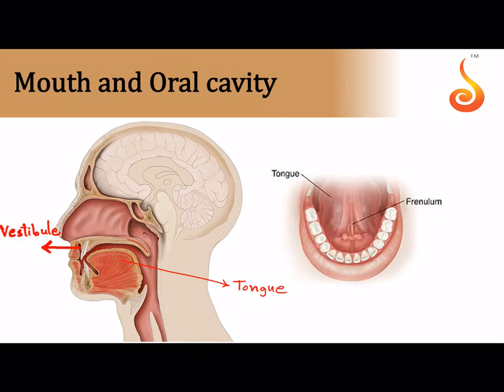In the front, the roof of your mouth is very hard. It is referred to as the hard palate because it is bony in nature. Posteriorly, at the back of your mouth, the palate becomes soft. It is referred to as the soft palate. If you open your mouth and look into it, you can see a small worm-like body which hangs down from the soft palate at the back of your mouth, and this is referred to as the uvula.